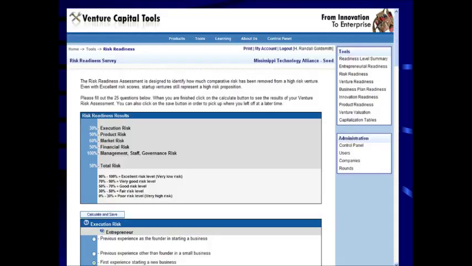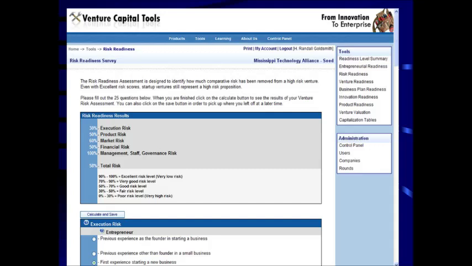The purpose of the Risk Readiness Survey is to identify how much risk has been removed from the business venture, appropriate for its stage of development. While many investors do not use a systematic or routine analytical structure for making an investment decision, research indicates there are 5 fundamental risk factors involved in that decision process. They include execution risk, product risk, market risk, management risk, and financial risk.